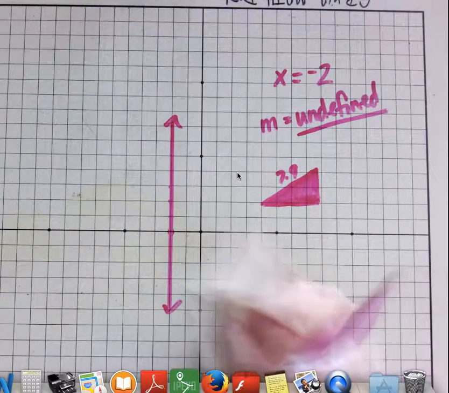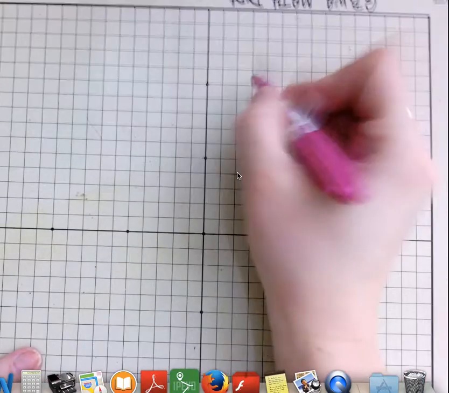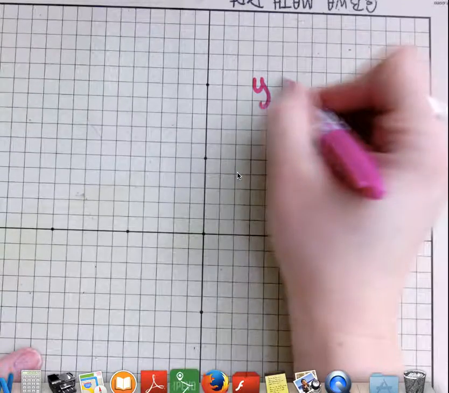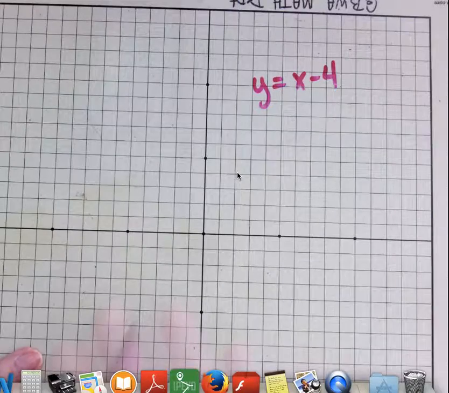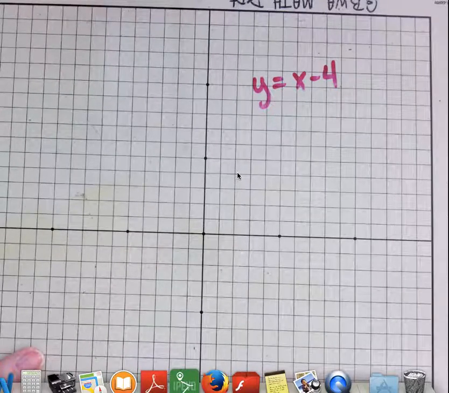And I'm going to do one more. I'm going to have you practice. So if you have y equals x minus 4, how could you graph this? Go ahead and push pause and try this on your own.